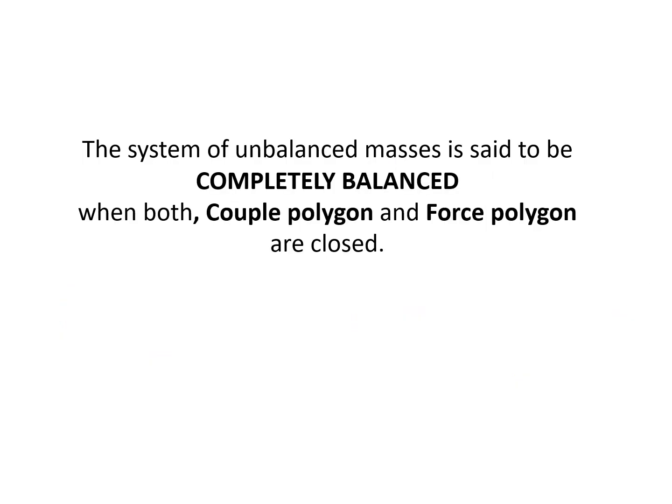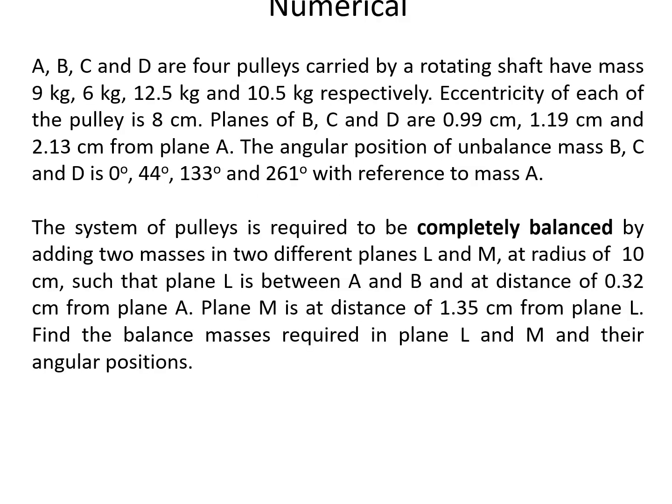The system of unbalanced masses is said to be completely balanced when both the couple polygon and force polygon are closed. This is what is known as dynamic balancing. Now we will see a numerical and try to understand how this can be done with values.